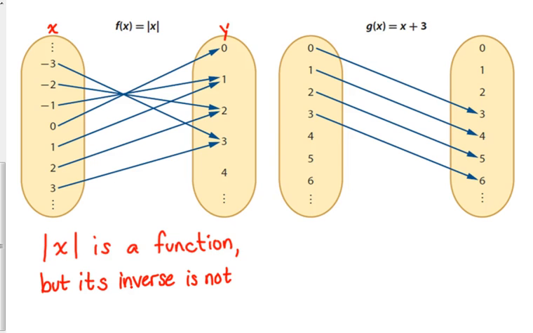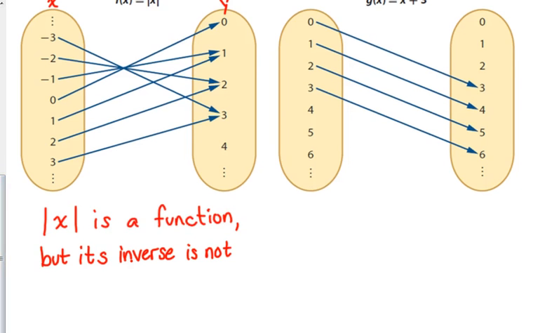Okay, absolute value of x is a function, but its inverse is not. The absolute value of x, if we think about it graphically, I'm just trying to show you multiple representations here. Absolute value of x is that v function. It passes the vertical line test, but if we switch the x and y values, the y values have multiple x values. So that's why the inverse is not a function.